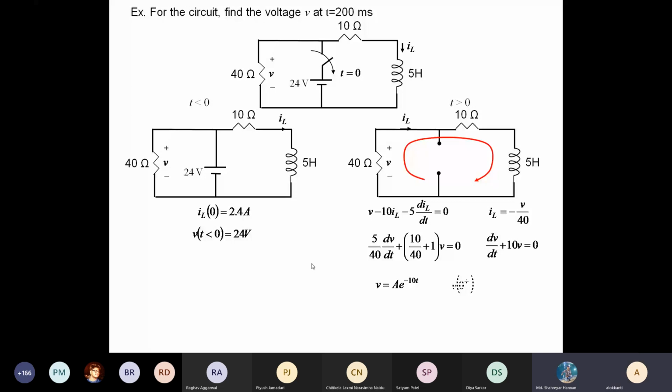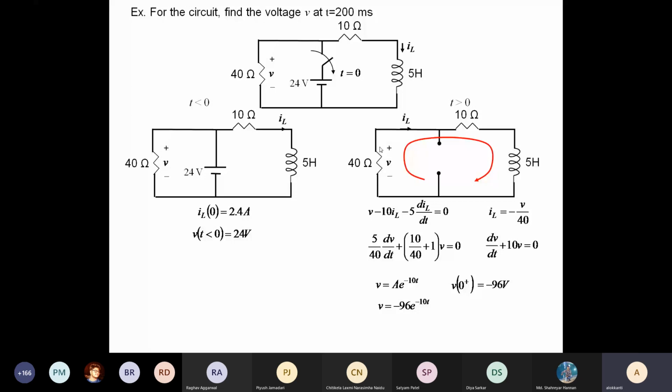V(0+), that is exactly at the instant of switching. Exactly at the instant of switching, what is the value of V? The value of V is minus 96 volts. So putting this into the equation, you get V equal to minus 96 e to the power minus 10t.